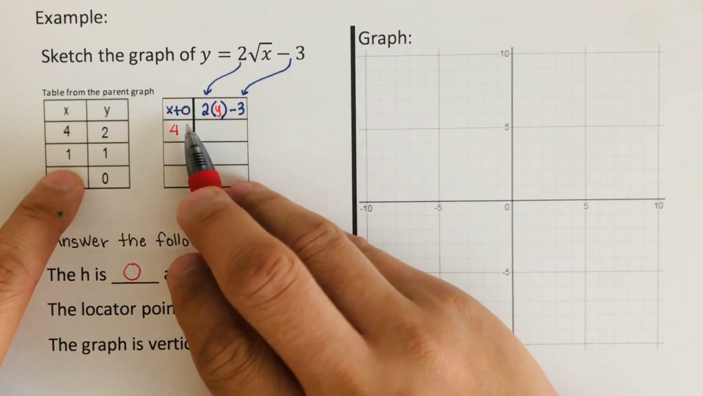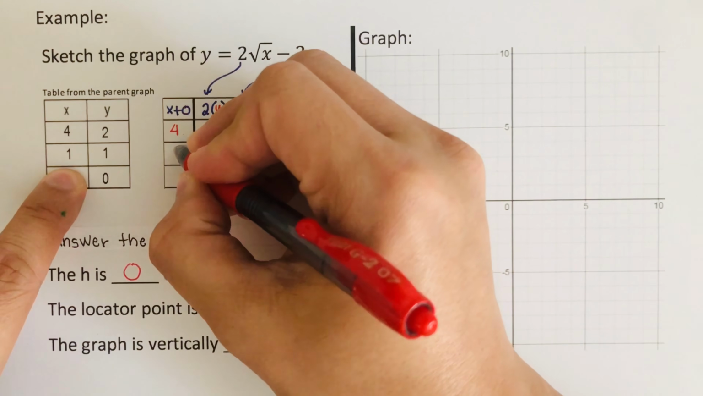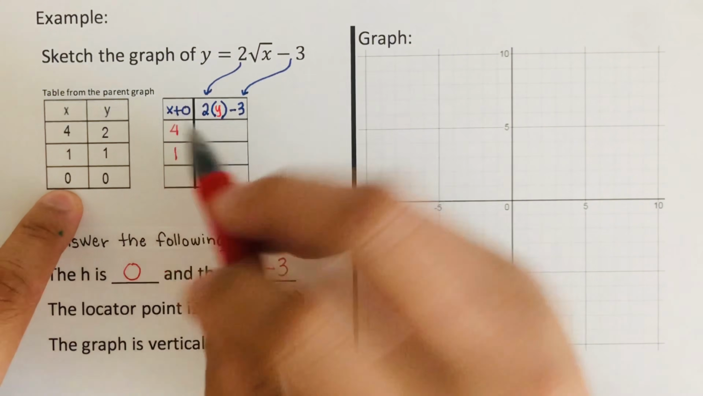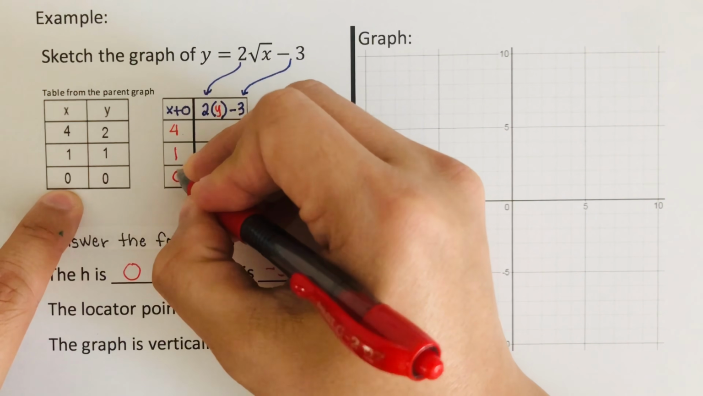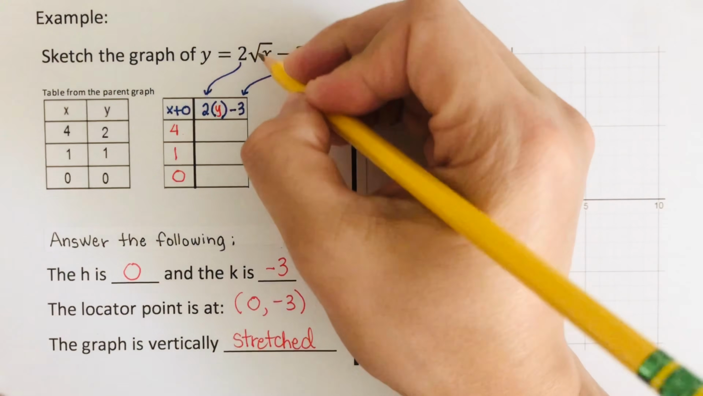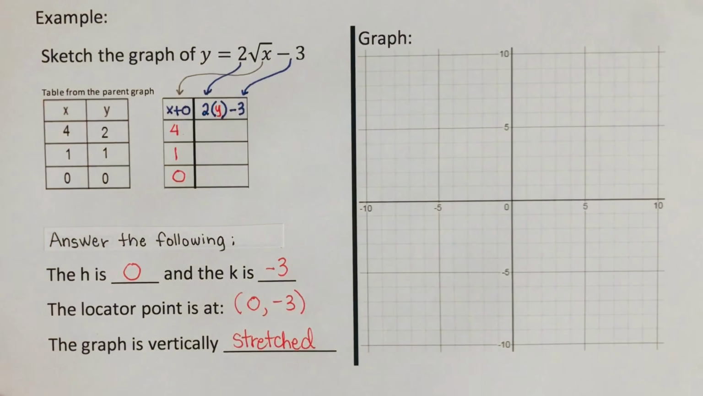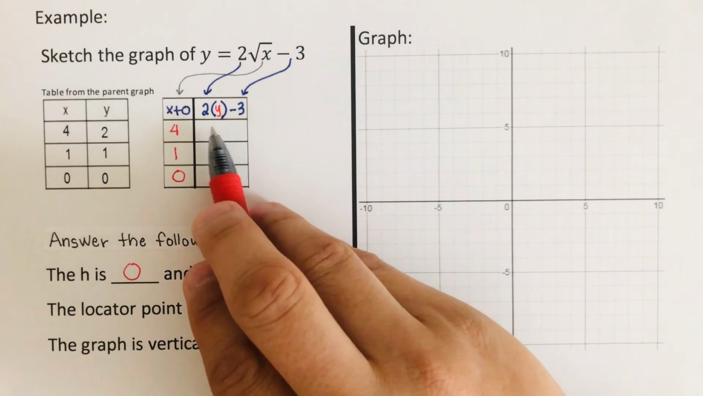And then x is 1, so 1 plus 0 is 1. And then we have 0 plus 0 is 0. Again, I got this from this one right here. So this one comes from that part right there. So then we're now ready to show the work for this.